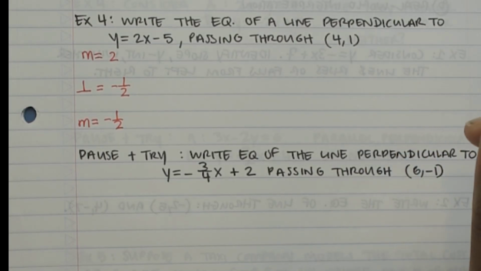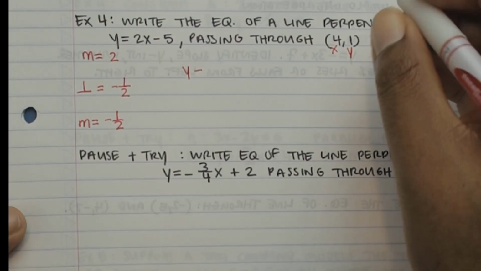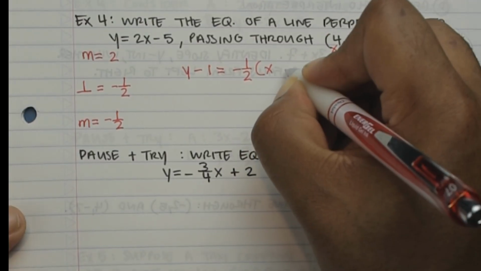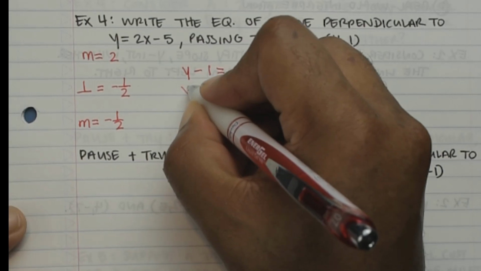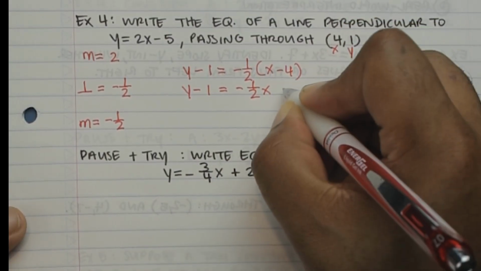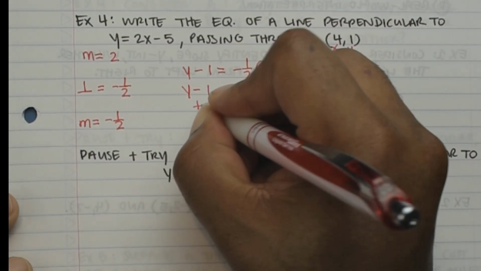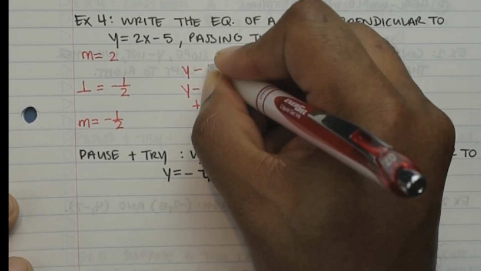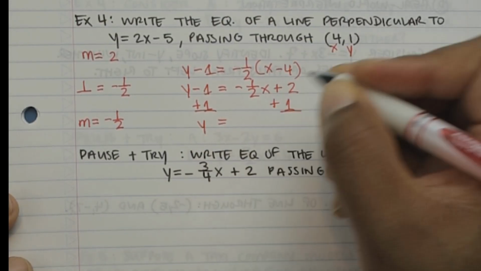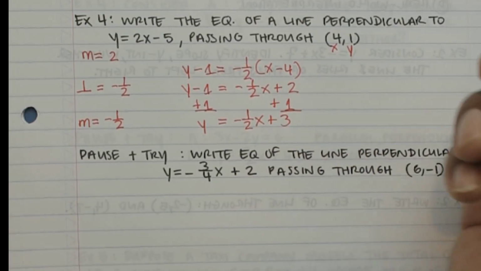Now we're going to use point slope form. So we have y minus 1 equals negative 1/2, parentheses x minus 4. Computing, we have y minus 1 equals negative 1/2 x plus 2. From there, we're going to add 1 to both sides. That leaves us with y equals negative 1/2 x plus 3.